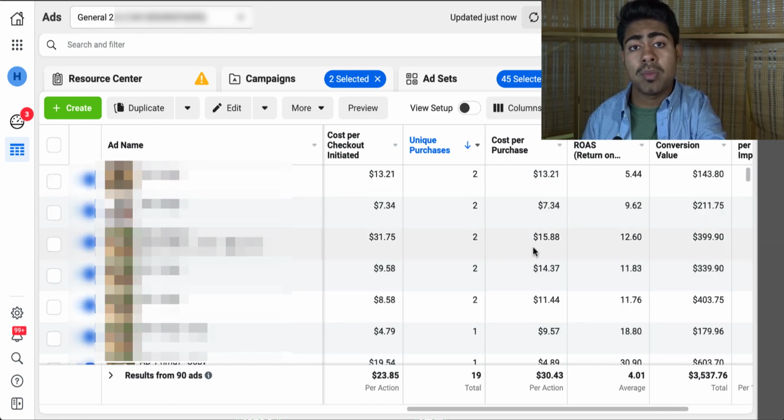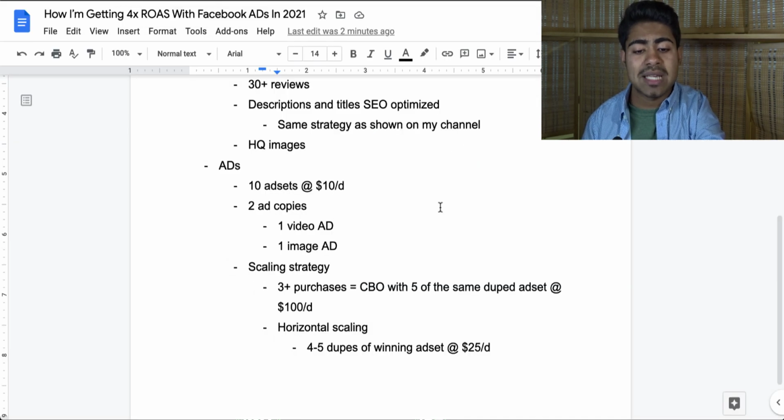So this actually really blew my mind. I did not really think that image ads could have the power to perform this well, especially with a high ticket product, but in this case they did.